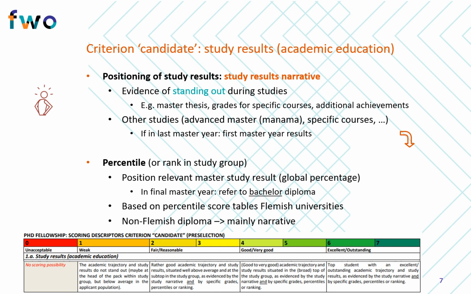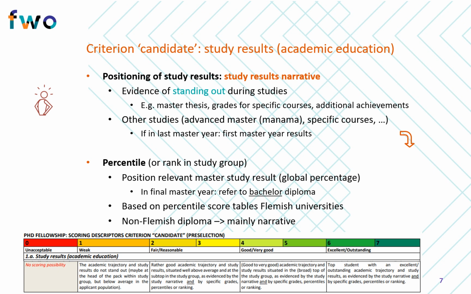Regarding their study results, we expect candidates to provide information about their relative position in their study group. This information should relate to their most recent degree that is relevant for the PhD proposal. For some applicants, this will be their master's degree, for which they are asked to express their overall score as a percentile. In case the applicant is still in the process of finishing the master's degree, then this percentile information should be provided based on the bachelor's degree. The study narrative and the quantitative information provided by the applicant should evidently be consistent with one another.